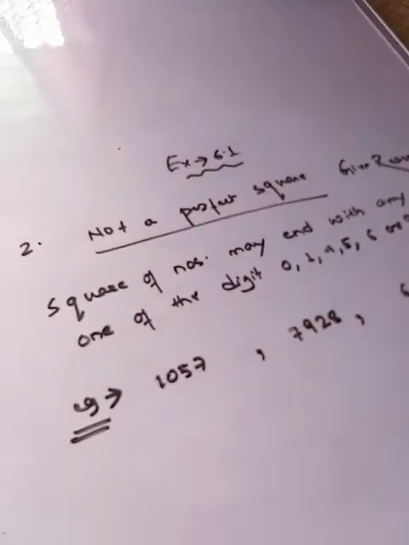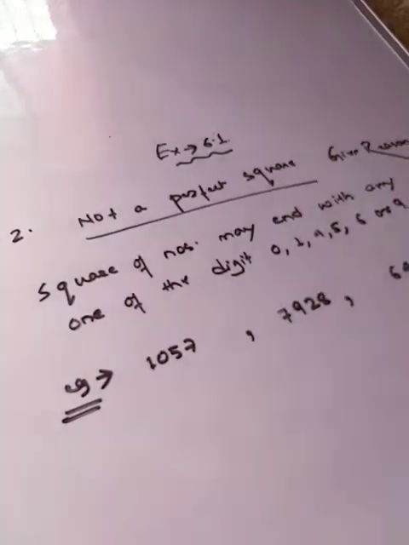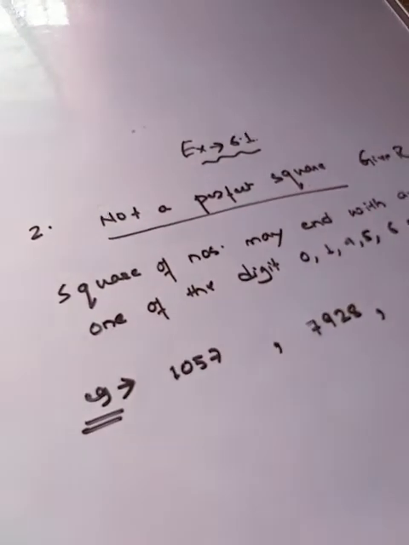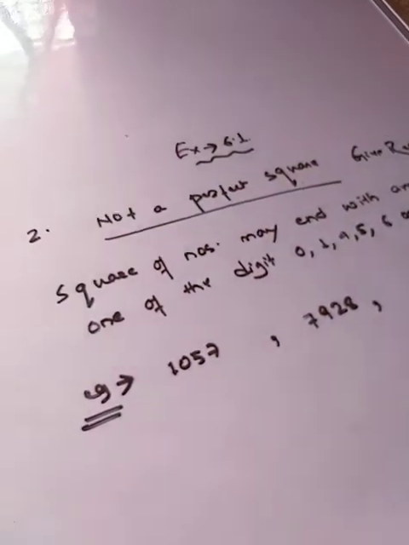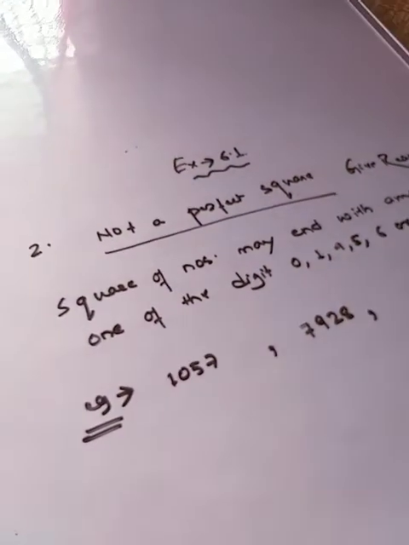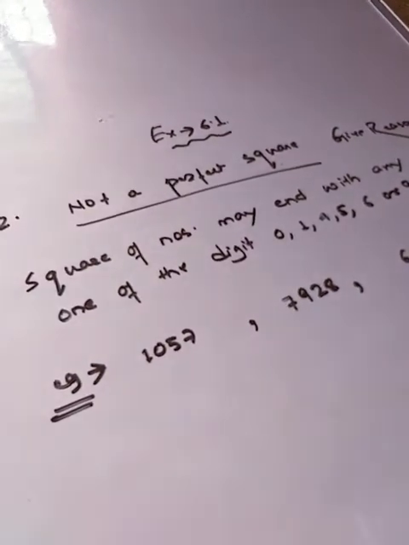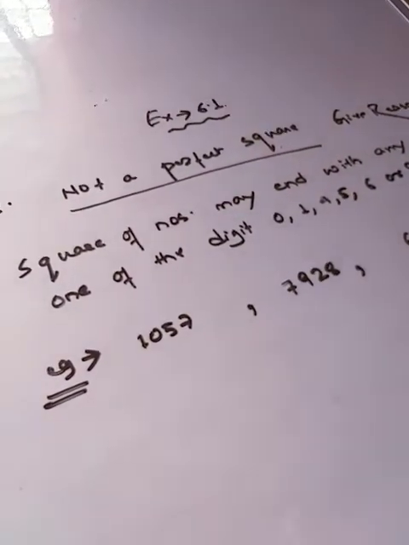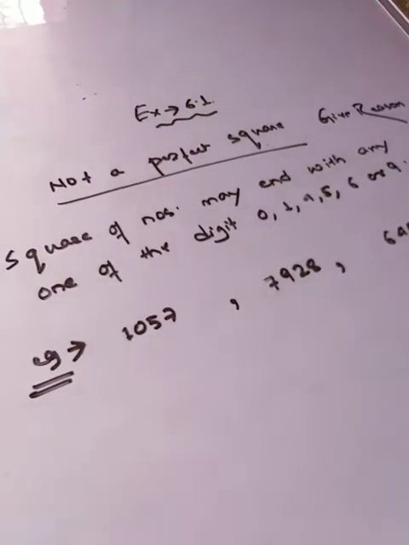Today we'll start from question number 2 and understand how exactly we will solve it. It's very easy. Question number 2 is saying that the following numbers are obviously not perfect squares. So it is understood that some of the numbers are not perfect squares, but in this case you have to give a reason.